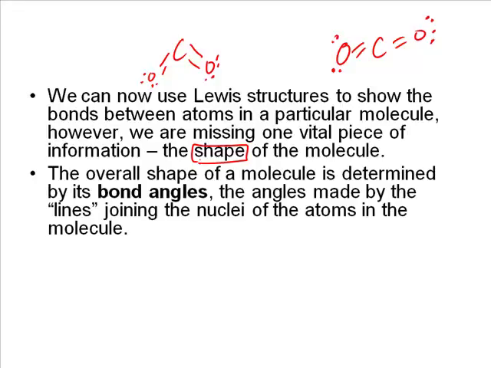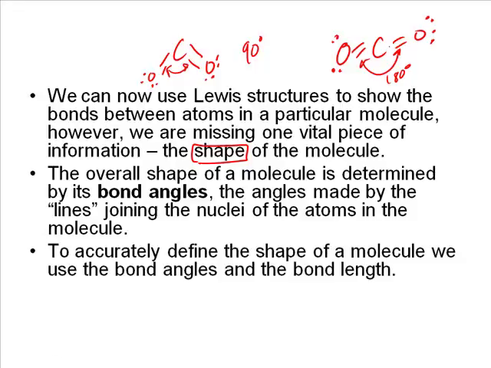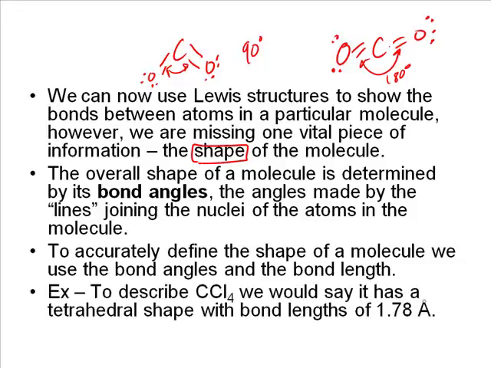The overall shape of a molecule is determined by the angles. When we talk about the angles here, that is the bond angle between the two oxygen atoms. The one, the way I drew it, would be somewhere right around 90 degrees. This one, again just the way I drew it, is about a 180 degree bond angle. So it has to do with the bonds between different atoms. What we're going to do is accurately define the shape of the molecule using bond angles and the length of the bond.